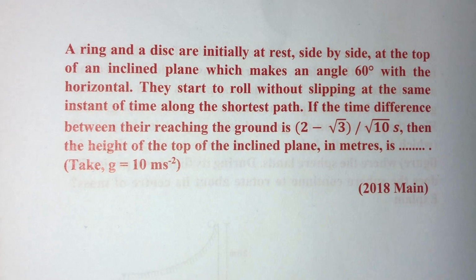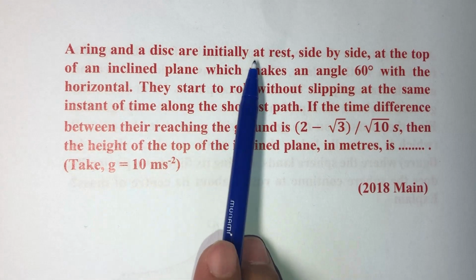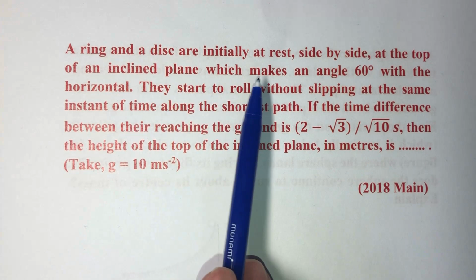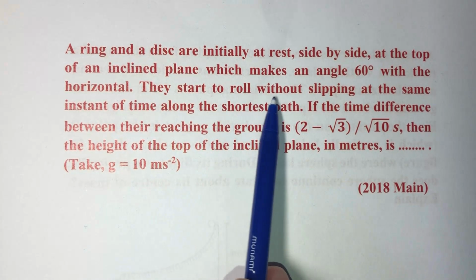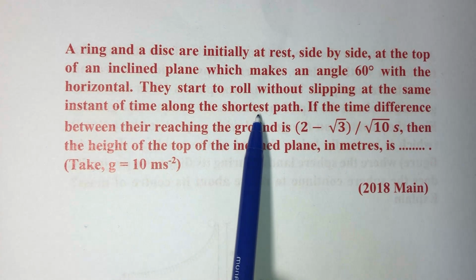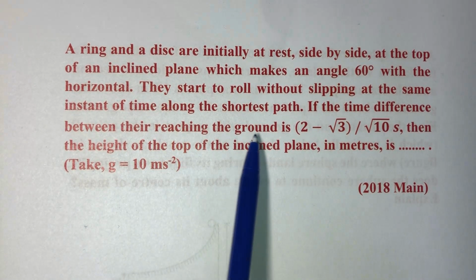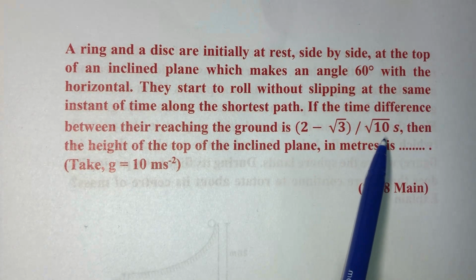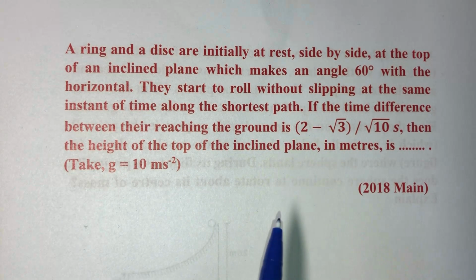Hello friends, today's question. A ring and a disc are initially at rest, side by side, at the top of an inclined plane which makes an angle 60 degrees with the horizontal. They start to roll without slipping at the same instant of time along the shortest path. If the time difference between their reaching the ground is (2 minus square root of 3) divided by square root of 10 seconds, then the height of the top of the inclined plane in meters is.